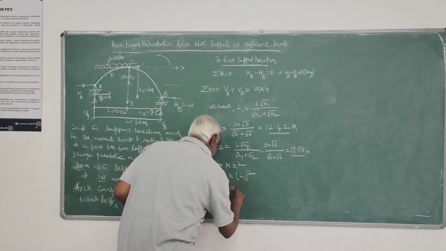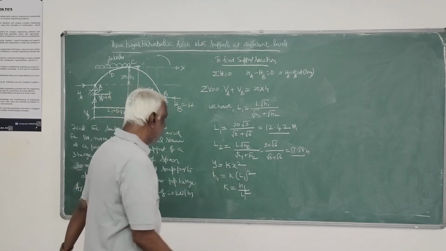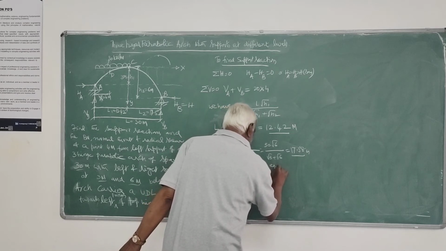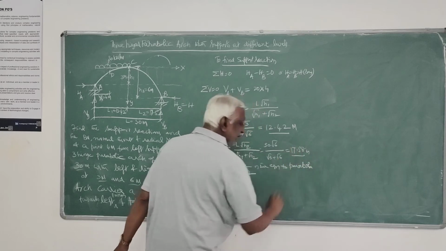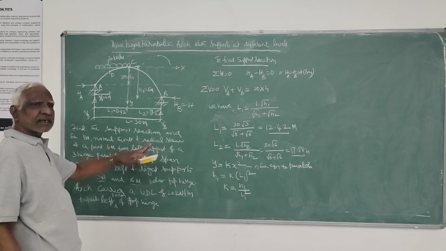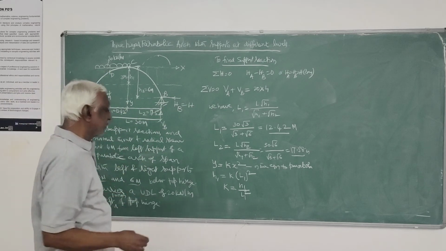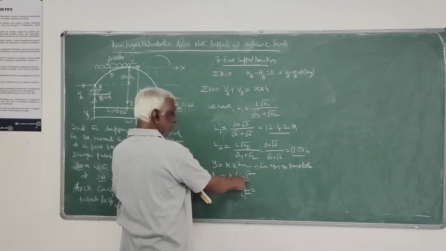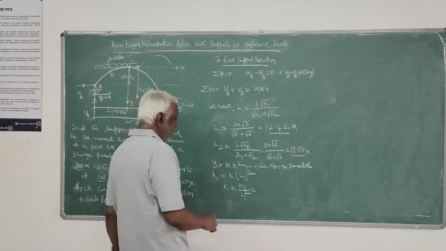Therefore, k is equal to h1 by L1 square, a constant also. This is the equation of the parabola. Why we need that: for calculation of normal thrust and radial shear, and also when you want the height h at any point. So this is nothing but either you can use h1 equals k1 L1 square or h2 equals k2 L2 square. Either one you can use.